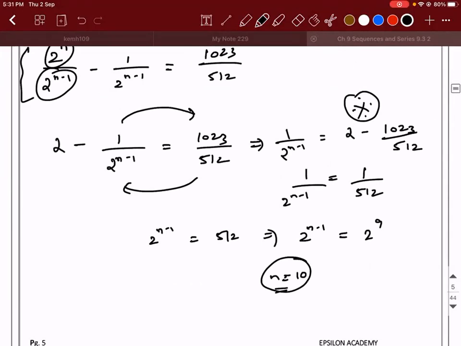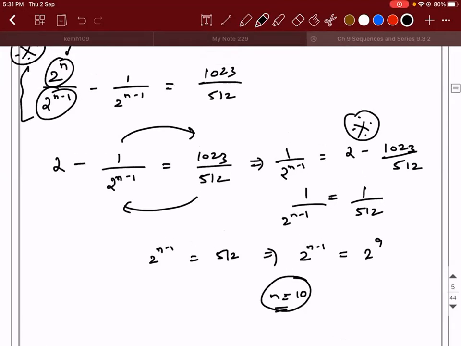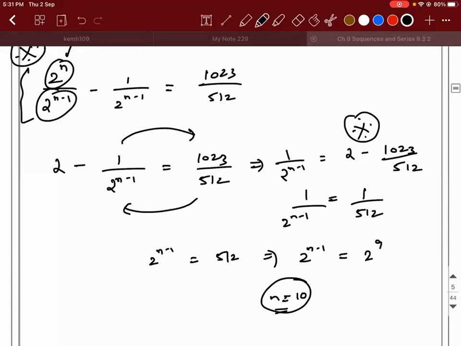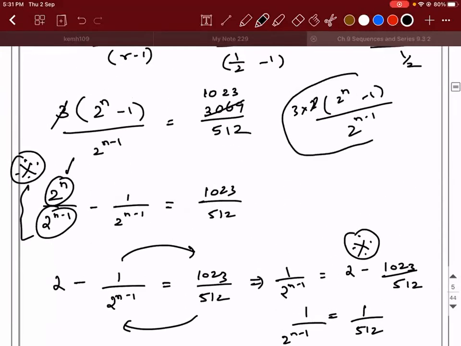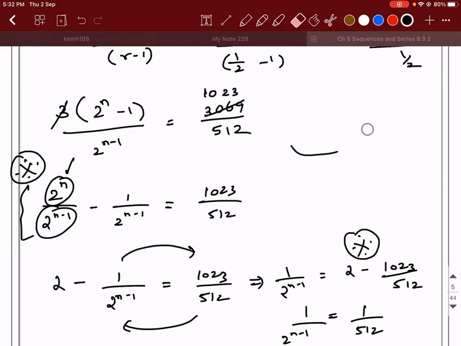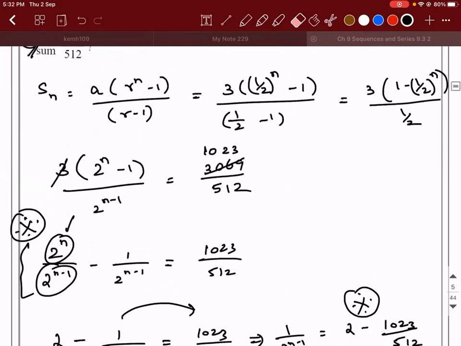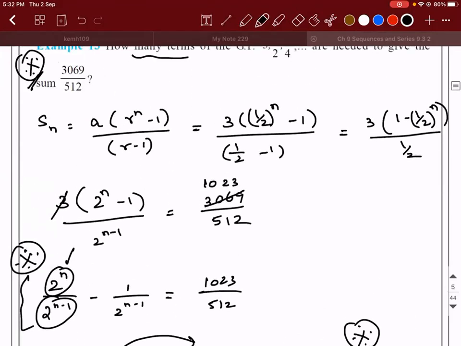Okay. Shall I proceed to the next one? Can you tell how you got 3 into 2 power n minus 1 divided by 2 power n? Where? Above? This one? Yes, sir. See, I didn't follow this method. Just because he told me, I explained to him that both are the same. But see, what I did is, sir, you changed the signs. I changed the sign here itself, no?